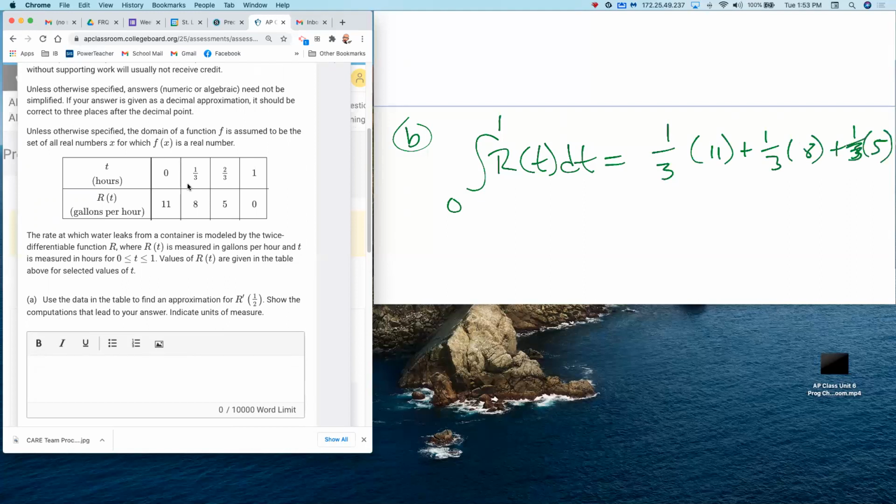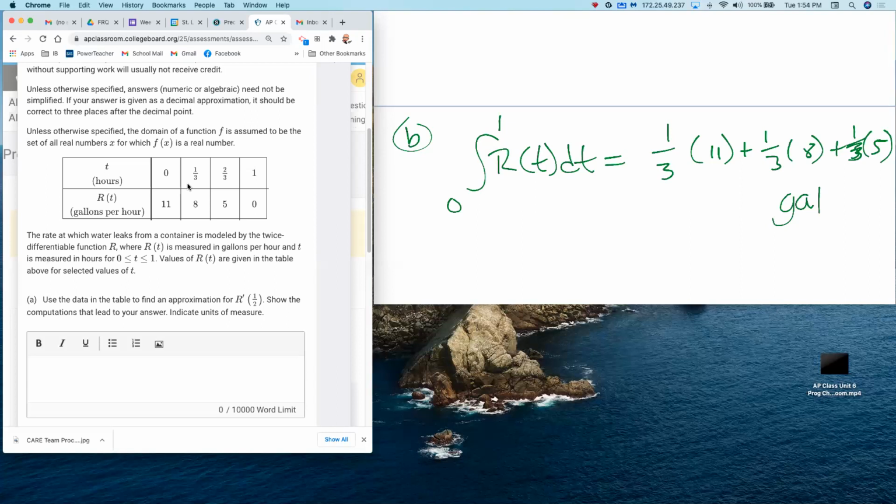And I wouldn't do anything with that. Leave it. You don't have to do arithmetic. Because the problem is, if you go through and compute that, and this is in gallons, and you compute it incorrectly, you might get the point for the Riemann sum, but you won't get the point for the answer. What I wrote there would get you the Riemann sum work, the answer point, and the units point. So you would get it all right there. So don't simplify arithmetic.